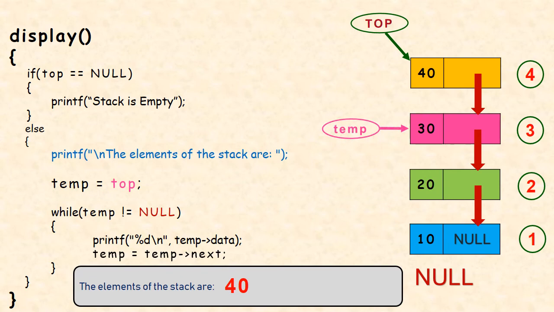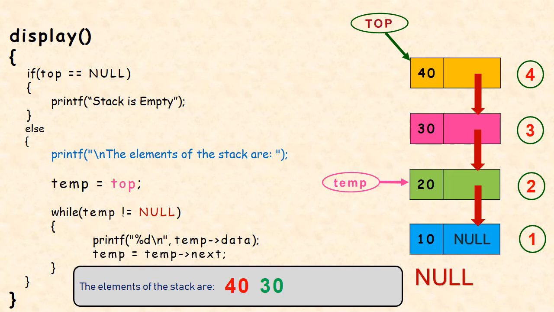Okay, now temp data 30 is displayed. Again temp is equal to temp next, so temp will point to the next node. 20 is displayed. Again temp will point to the next node. 10 is displayed. Now see, if I write temp is equal to temp next, null will be placed in the temp. And here the condition is: when temp is not equal to null only, you have to do this. But here temp became null, so you cannot repeat the loop further.